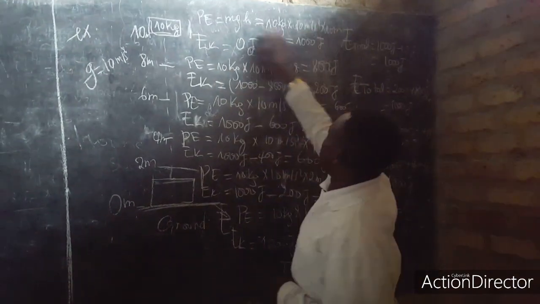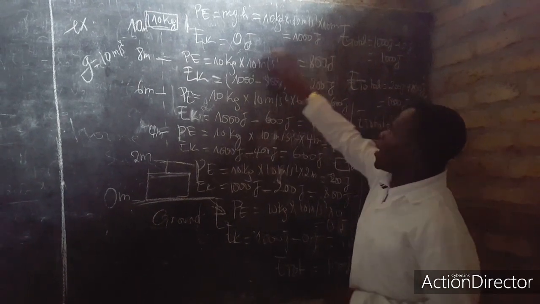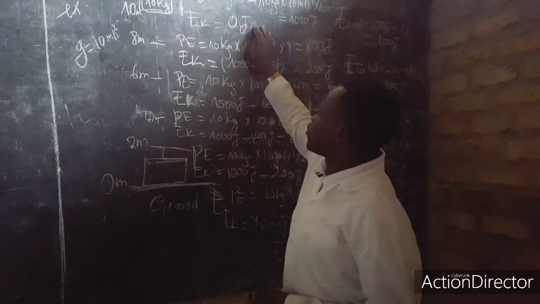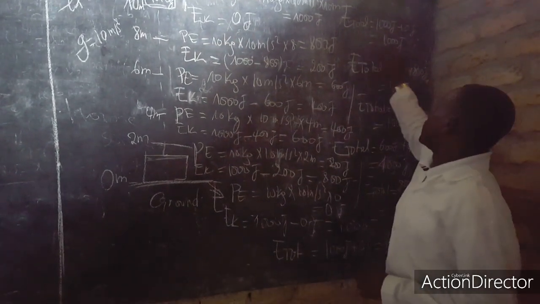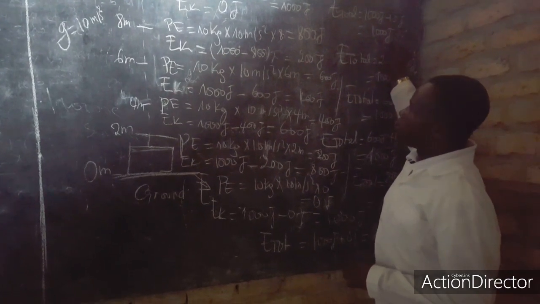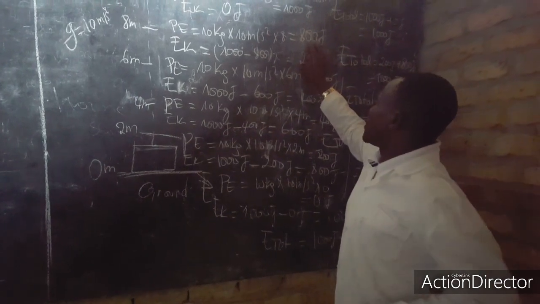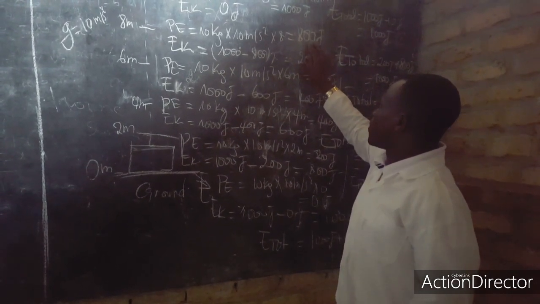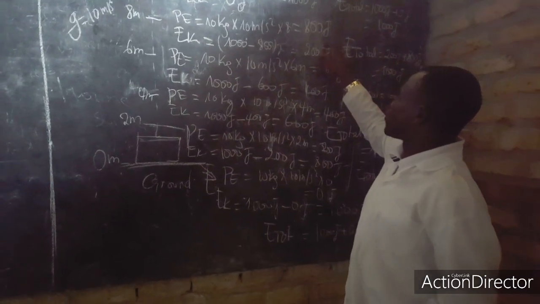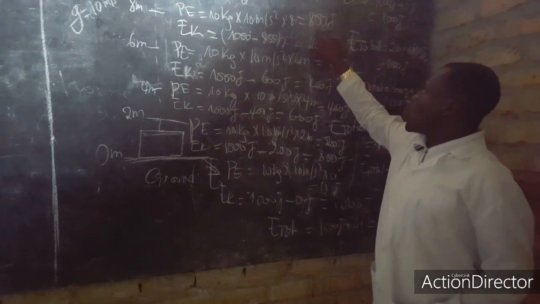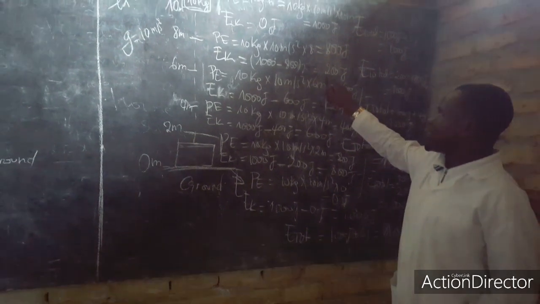So from our law of conservation of energy, it is clear that at the maximum height, the potential energy was maximum, where we have 1000 joule, and the kinetic energy was 0 joule, where we have minimum kinetic energy. So the total amount remains 1000 joule. So at the point where you have 8 meters, the potential energy started to decrease while kinetic energy started to increase.